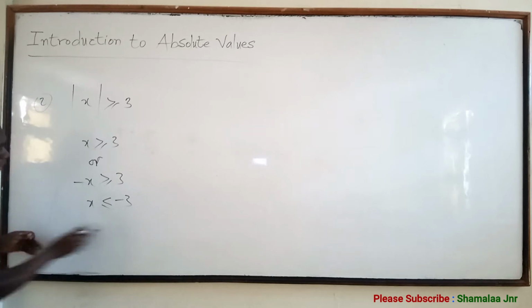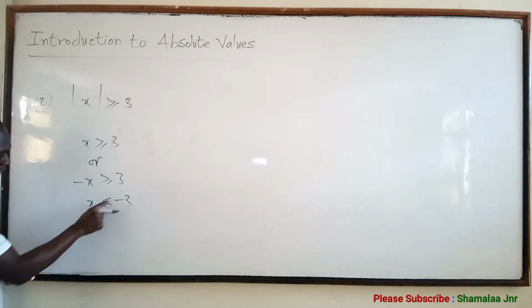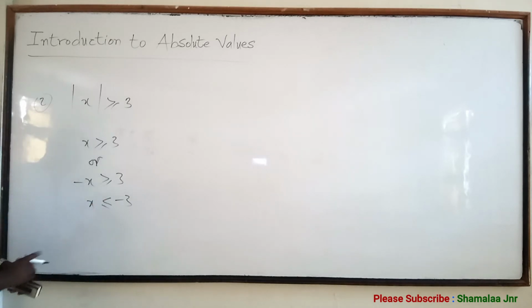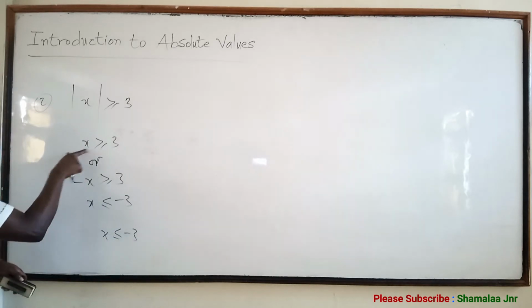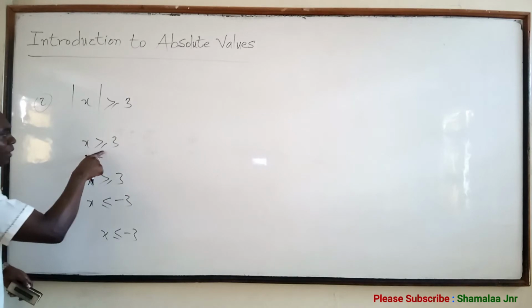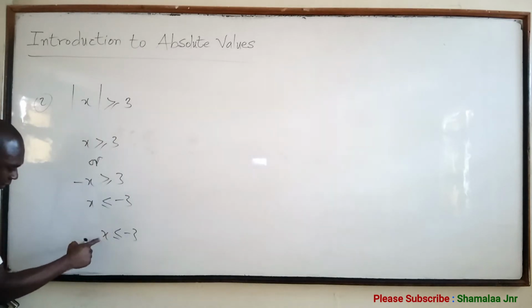Let's see if we can combine these two. x is less than or equal to negative 3, isn't it? And they're saying that this x is greater than or equal to 3. So this x is greater than or equal to 3 this way.